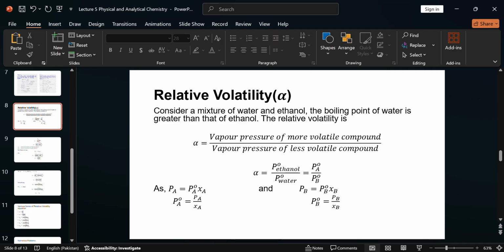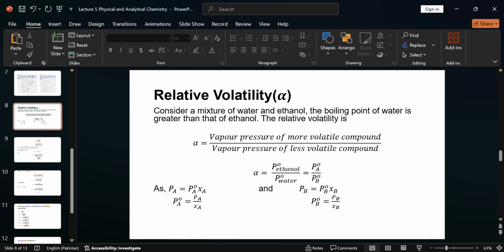Today I am going to give a presentation on the topic of relative volatility. First of all, we want to know what relative volatility is. When we have a mixture of two liquids like water and ethanol, ethanol can evaporate earlier than the water because it has a lower boiling point and it is more volatile. So relative volatility is a measure that helps us compare how easily one component in a mixture turns into vapors as compared to the other. It is an important concept used in separation techniques like distillation.